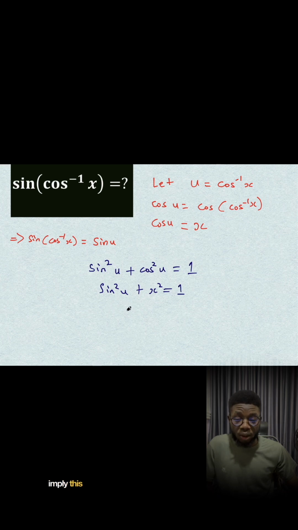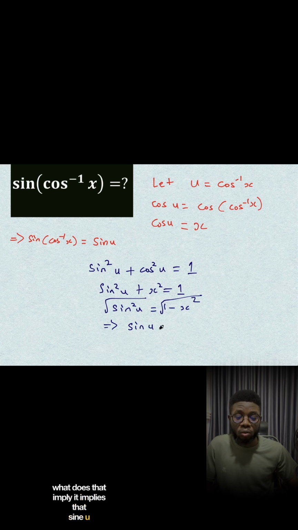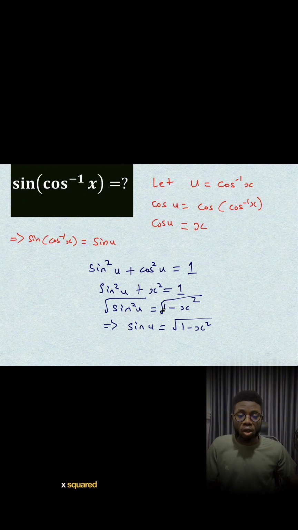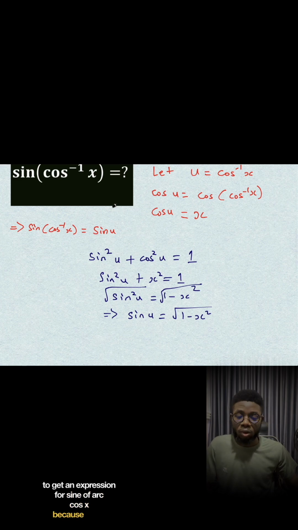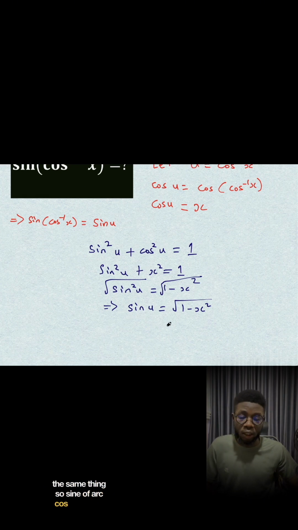So what does this imply? This implies that sine squared of u is 1 minus x squared. And you take the square root of both sides. It implies that sine u equals the square root of 1 minus x squared. So with that, we have been able to get an expression for sine of arc cos x, because that's the same thing. Sine of arc cos x is the same thing as the square root of 1 minus x squared.